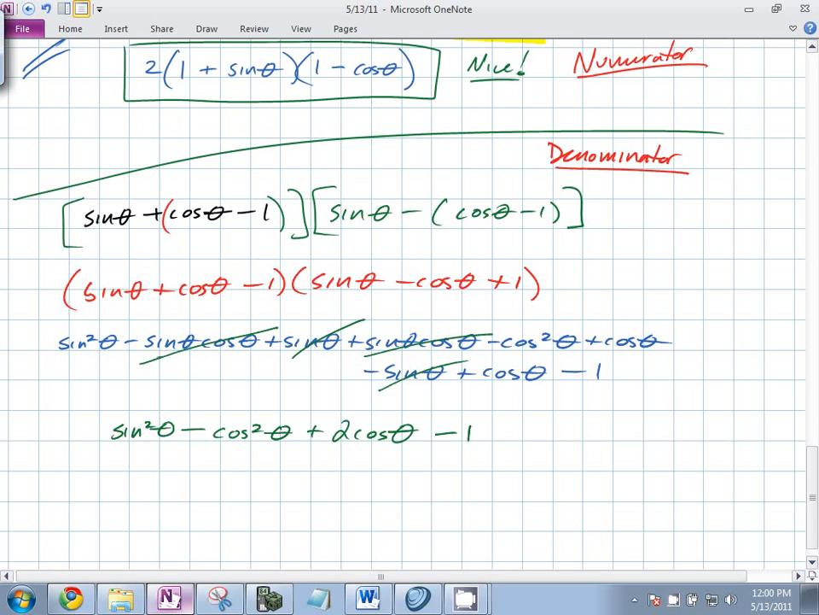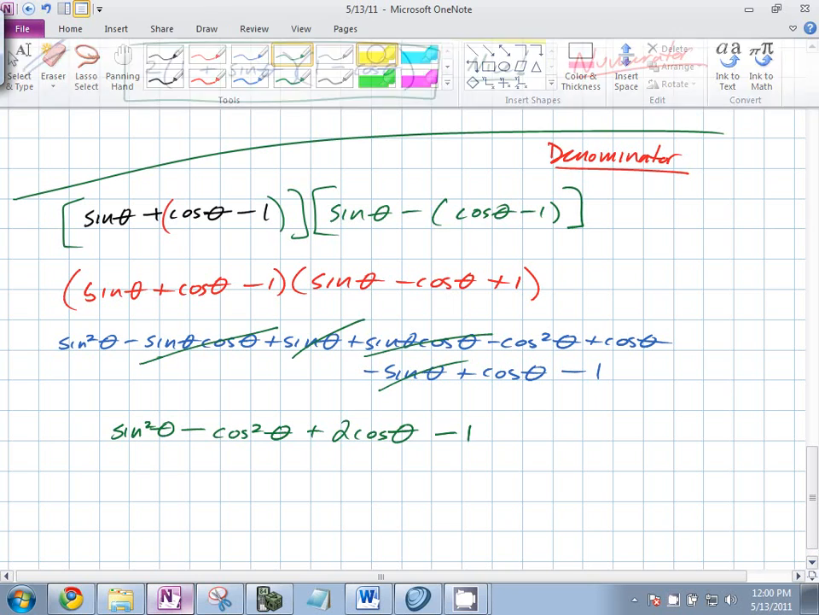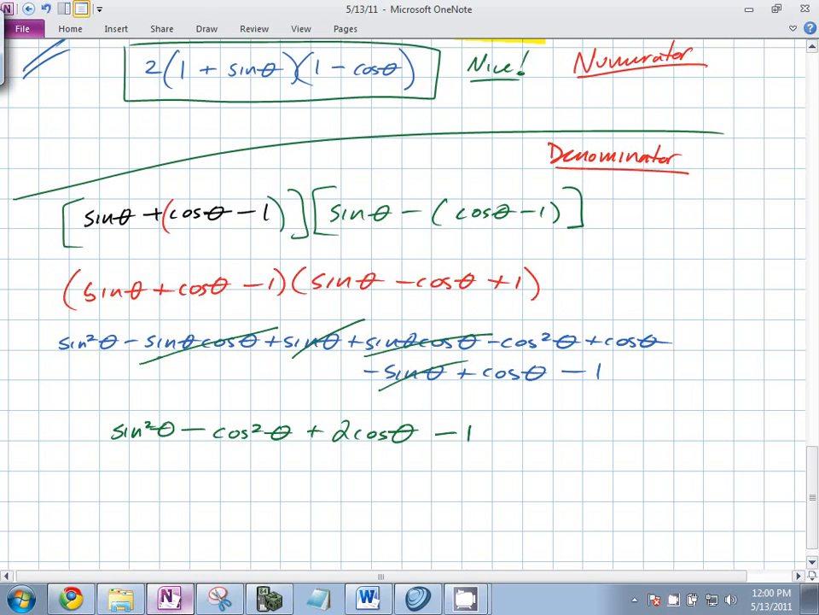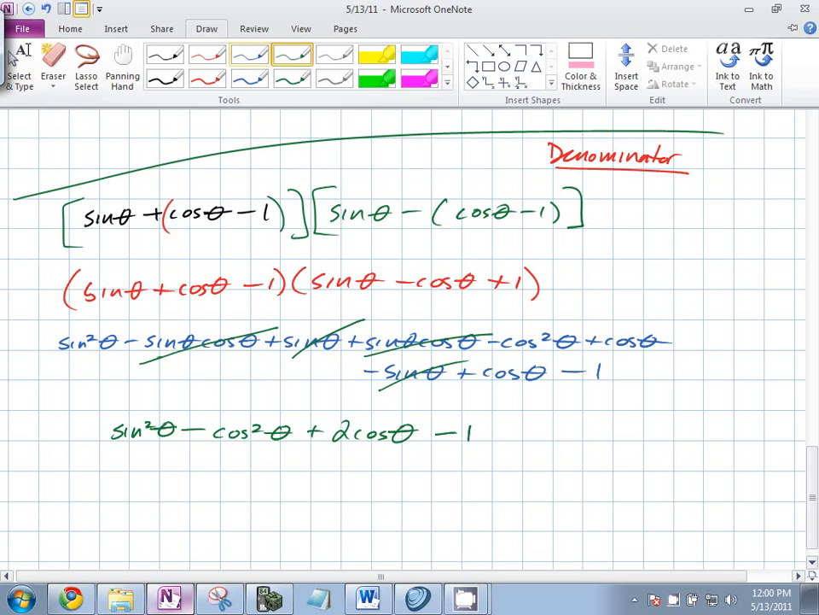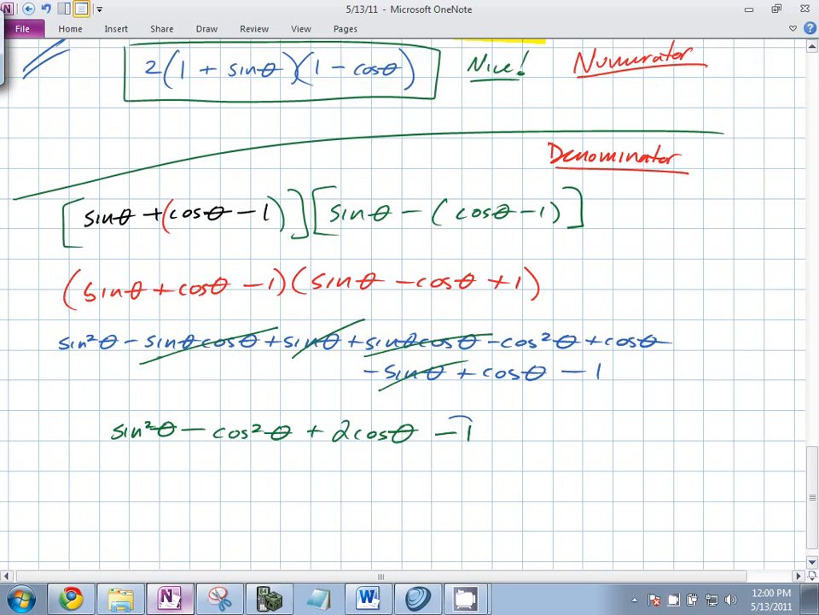We have something there, actually. There is something there that's really nice. First of all, what's something at the beginning that looks like it potentially could be nice but actually isn't? Yeah, sine squared minus cosine squared, is that anything? No, it's not. But look what we do have. We have something close. We have a minus 1 and minus cosine, right? It's almost what we want.